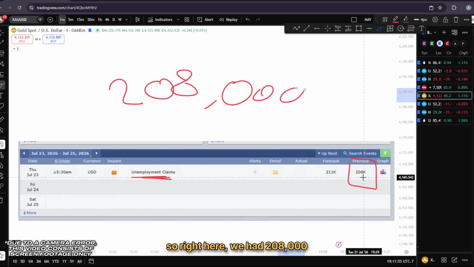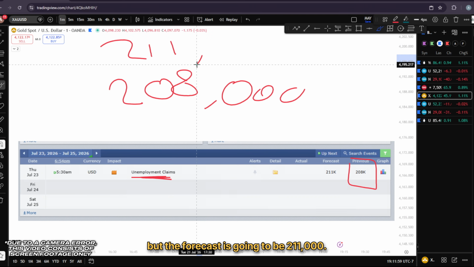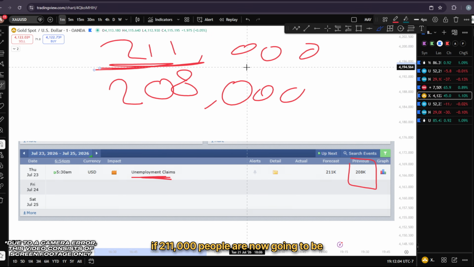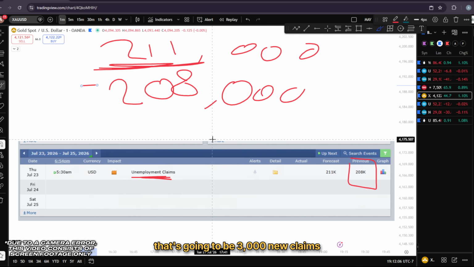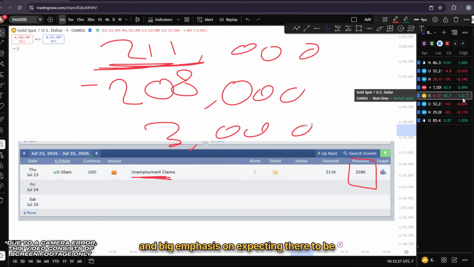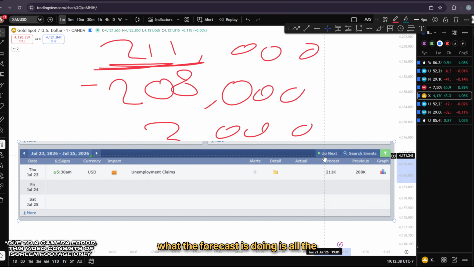So right here, we had 208,000 unemployment claims, but the forecast is going to be 211,000. So if we do the math over here, if 211,000 people are now going to be claiming unemployment, that's going to be 3,000 new claims versus the previous, right? So at this point, we're expecting, and big emphasis on expecting, there to be 3,000 more people claiming unemployment. And the thing is, when we have this forecast, all the candlesticks that are building up prior, the way that the markets are actually being priced in, are completely based off of this data.